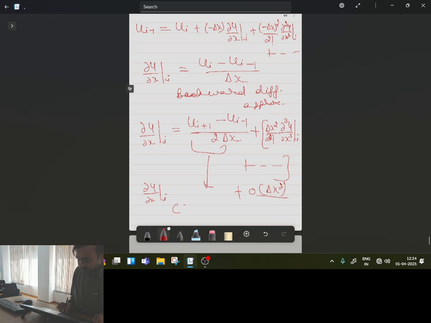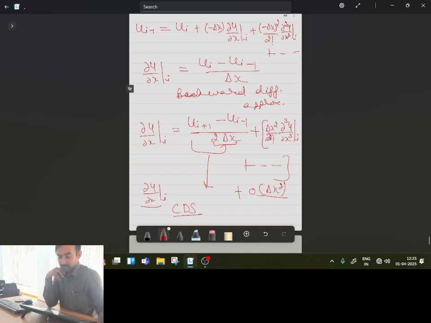Okay, so this scheme is called the central difference scheme. In the central difference scheme, when I am calculating the derivative at point i, it is the parameter at point i plus 1 minus the parameter at point i minus 1, divided by 2 delta x. So it means one node in the forward direction, one in the backward direction. That's why I am calling it the central difference scheme.